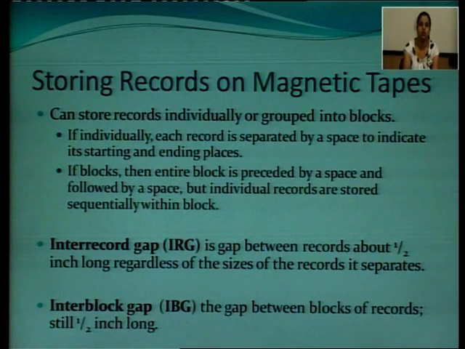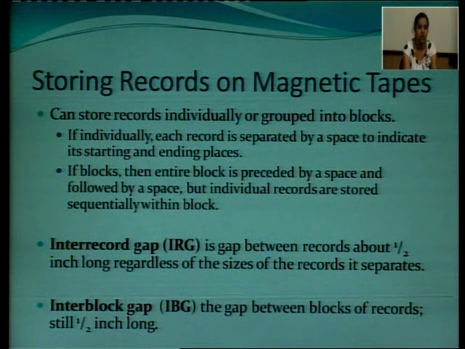Then comes storing records on magnetic tape. It can store records individually or grouped into blocks. If individually, each record is separated by a space to indicate its starting and ending places. But if in blocks, then the entire block is preceded by a space and followed by a space, but individual records are stored sequentially within the block. For this we have two types.